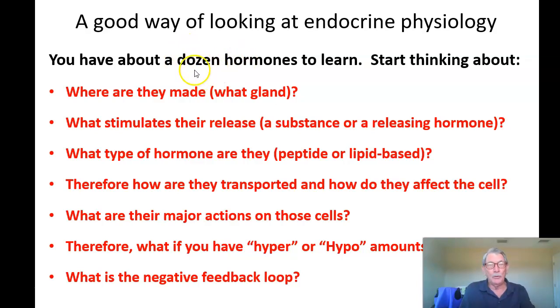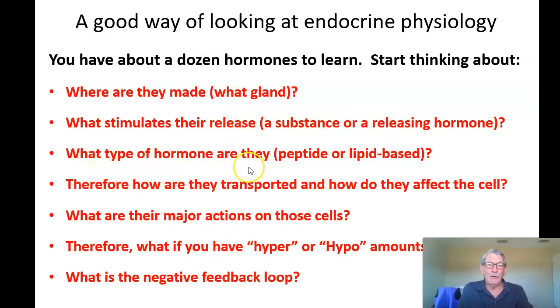Thyroid hormone, testosterone, various hormones that most of them you've heard of before. Where are they made? So, the thyroid hormone is made in the thyroid gland. What stimulates their release? Well, low thyroid hormone would stimulate the release. And thyroid releasing hormone, or thyroid stimulating hormone, causes their release.